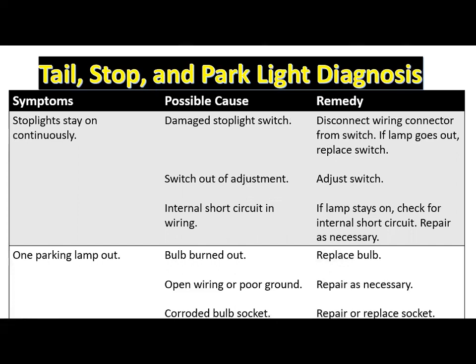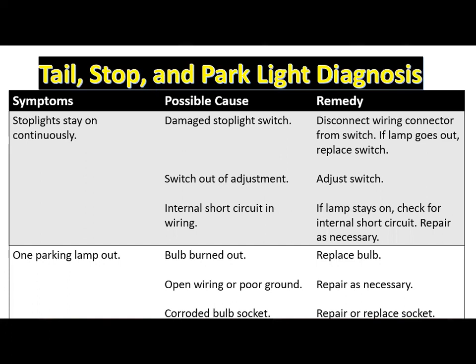Then another symptom: stoplights stay on continuously. Damaged stoplight switch: just disconnect the wiring connector from the switch. If the lamp goes out, replace the switch. Switch out of adjustment: just adjust the switch. If it cannot be adjusted, it's already damaged, and you just have to replace the switch. Internal short circuit in the wiring: if the lamp stays on, check for internal short circuit. You have to find it somewhere using a multimeter and repair as necessary.